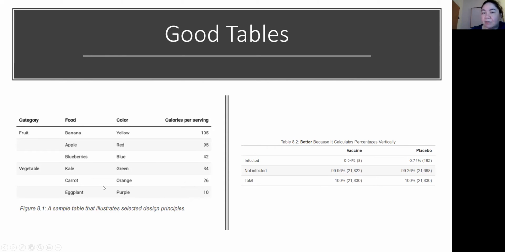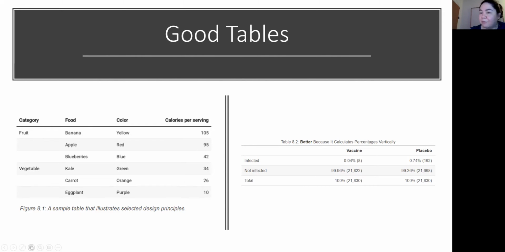Avoiding the repetition by placing the labels only in the first row. So you can see when you have grouped things, you have column headers, and then when you have grouped things, you put them like that. So we know that all of these are vegetables, for example.